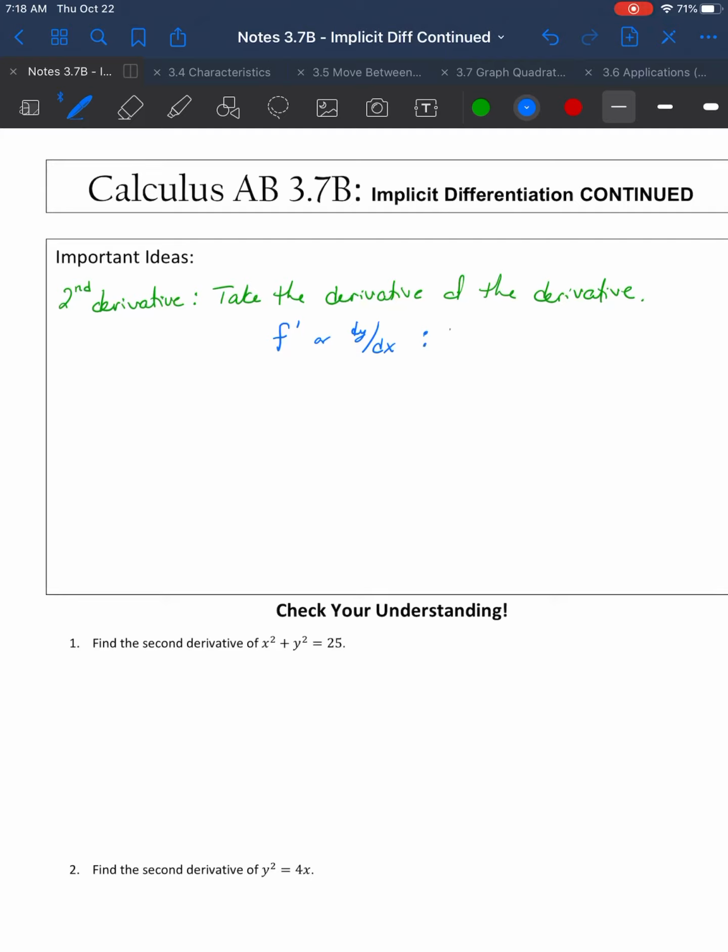Right? And for some notation, when we have been taking the derivative, we would do f prime to indicate the derivative, or, what we were doing last time, dy dx. Those stood for the first derivative. The second derivative will be notated with a double prime, or d2y over dx2. Those are the notations for the second derivative.